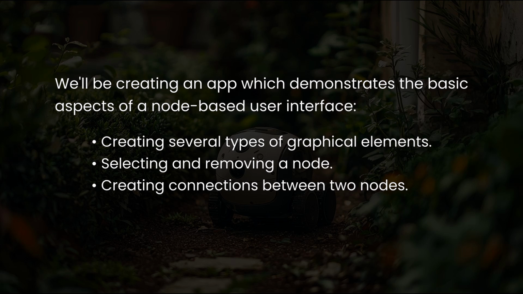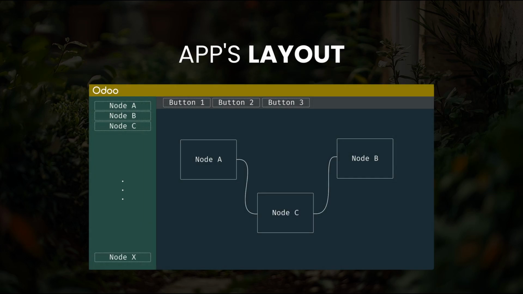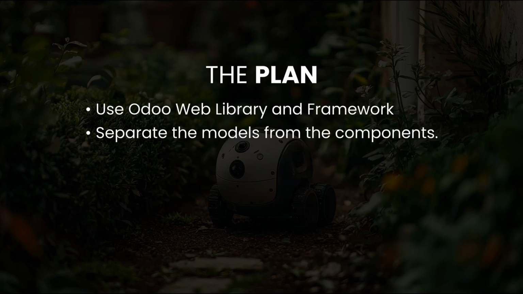Let's discuss the layout first. As shown on your screen, we'll be using a familiar layout. An area containing node types on the left side, the work area on the right side, and an area for commands on the top side. I'm sure you're all familiar with this layout, so I won't discuss it any further. Here's how we'll implement it.